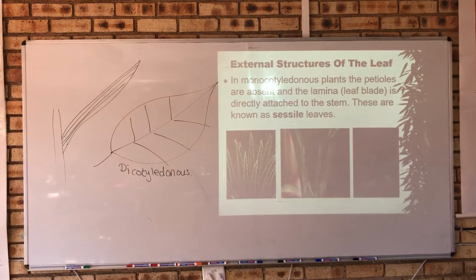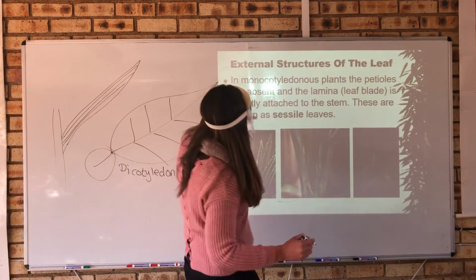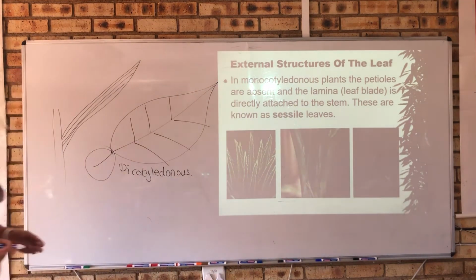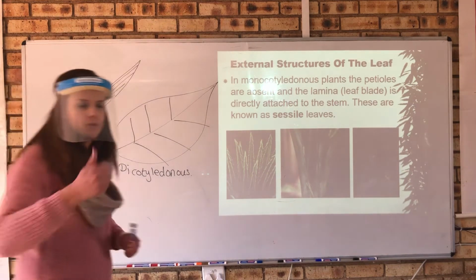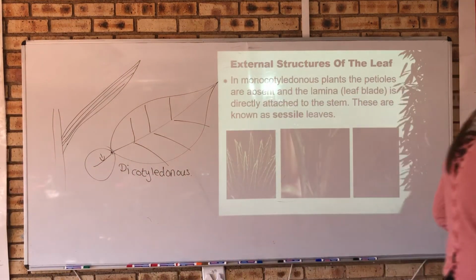Think about a millie. Have you seen a millie? Those leaves just grow straight on the stem. Okay? They don't have this petiole. So in monocotyledonous plants, the petioles are absent, and the leaf blade is directly attached to the stem. These are known as sessile leaves. Okay, so they are attached directly to the stem. They don't have a petiole. So two differences between monocotyledonous and dicotyledonous leaves.